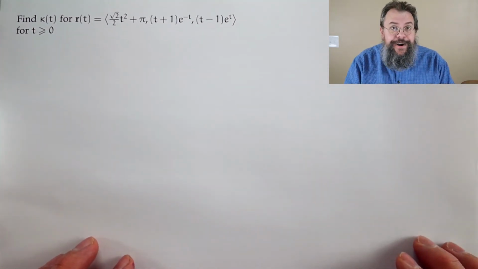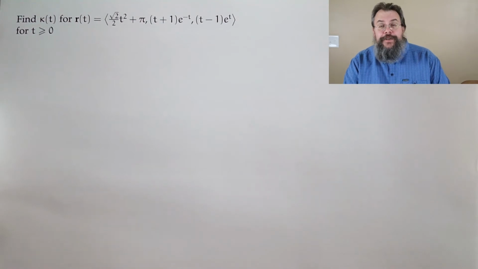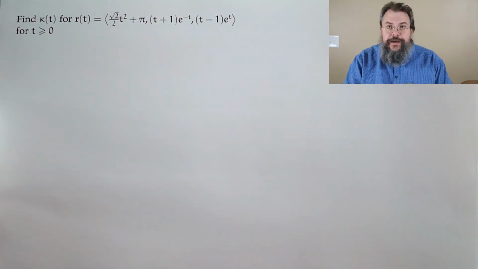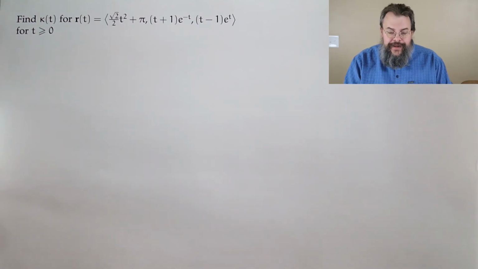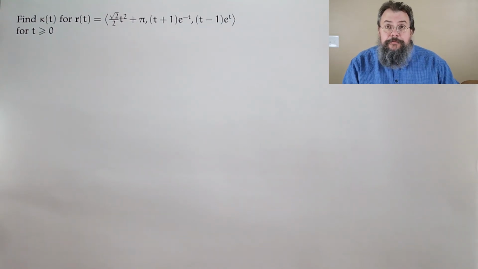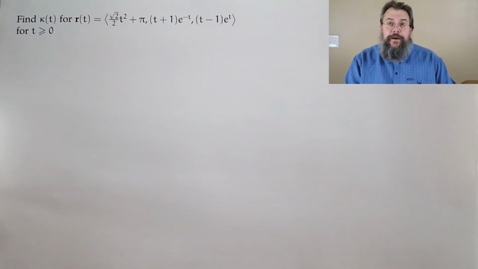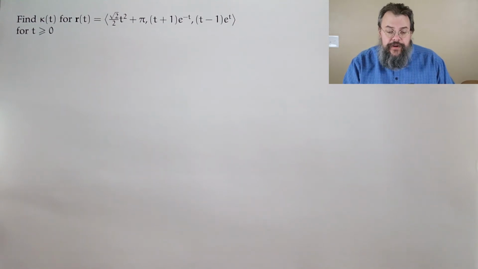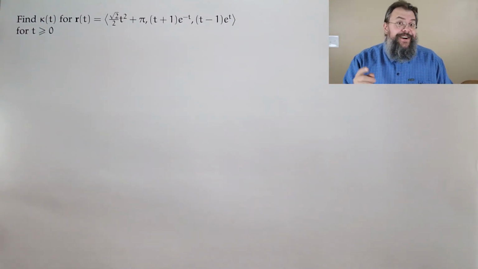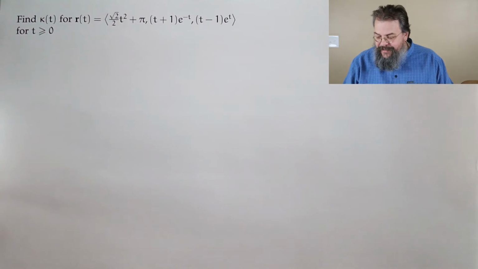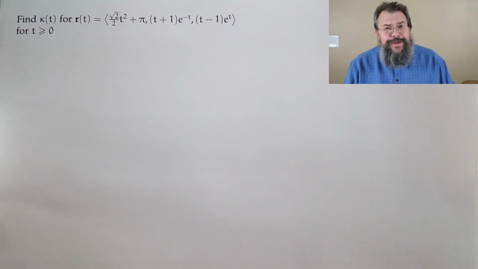Find our curvature, kappa of t, for the following curve. r of t equals root 2 over 2 t squared, plus pi, plus (t plus 1) e to the minus t, plus (t minus 1) e to the t. Okay, so that's what we're after. And we'll assume t is greater than or equal to 0. Now, there's no reason that t has to be greater than or equal to 0 at this point, but perhaps at some point in our computation we'll be like, oh, isn't it nice that our t is greater than or equal to 0? So something to look forward to.